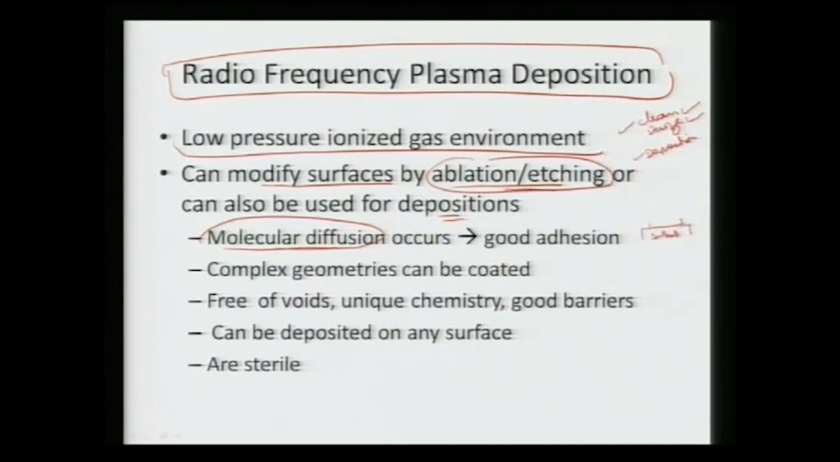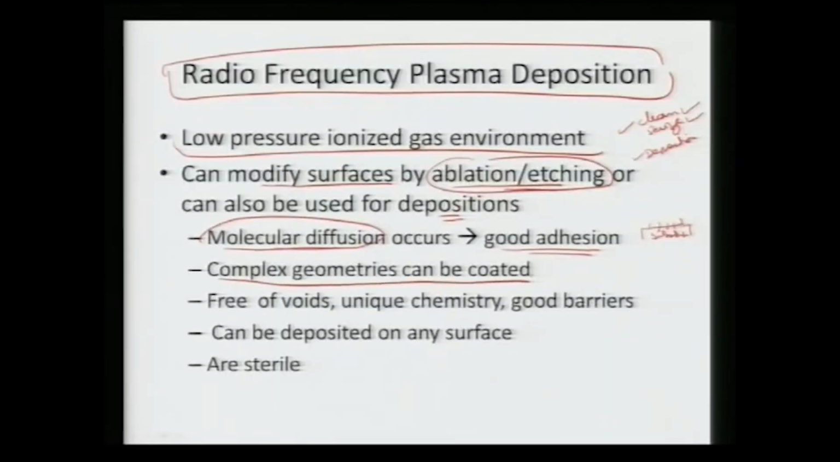So, we have the substrate, and this chemical entity can now diffuse through the substrate as well, and once we have this sort of intermixing, it will lead to a very good adhesion. So, surface coating, whatever is getting deposited on the substrate, it can impart very good adhesion with the substrate material. One more advantage is that complex geometries can also be coated, and the coating itself is free of voids.